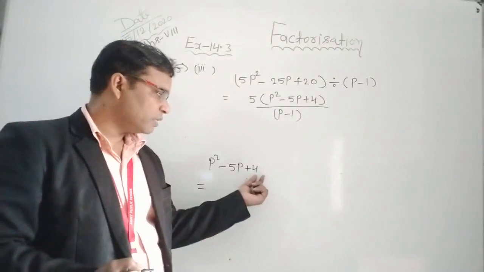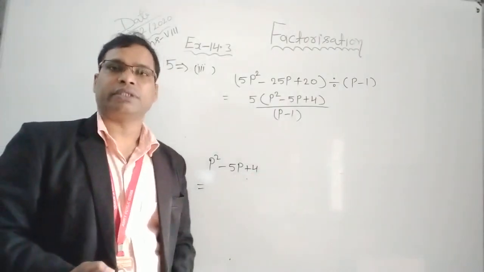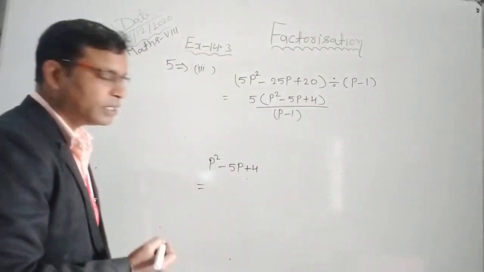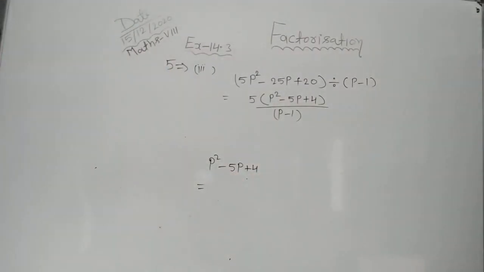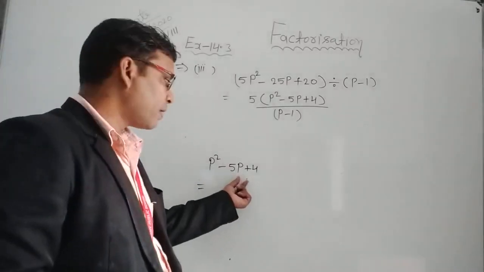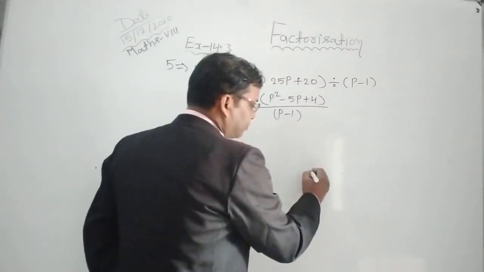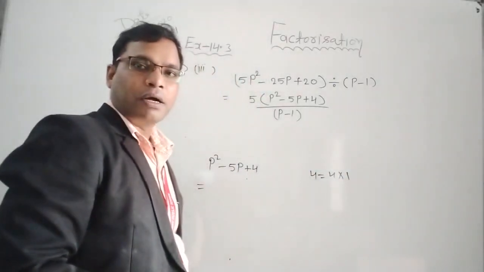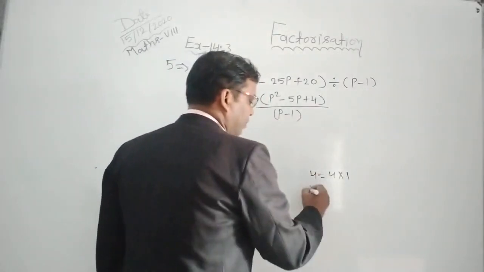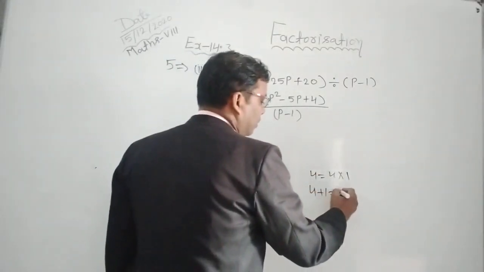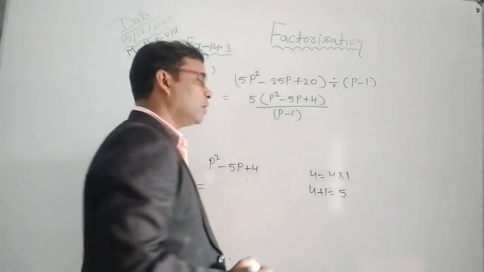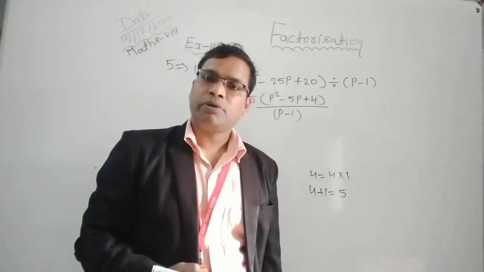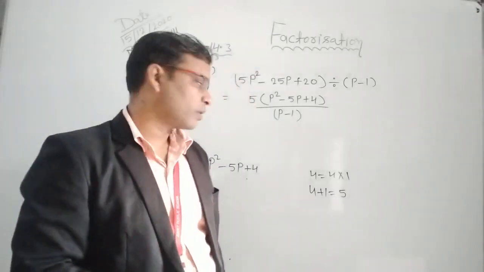So we find the factors of the constant term such that their sum is 5. Because you can see here the constant term is positive. So you can write 4 is equal to 4 into 1. These are the factors of 4, and their sum, 4 plus 1, is equal to 5. So these are the correct factors of 4 such that their product is 4 and their sum is 5.